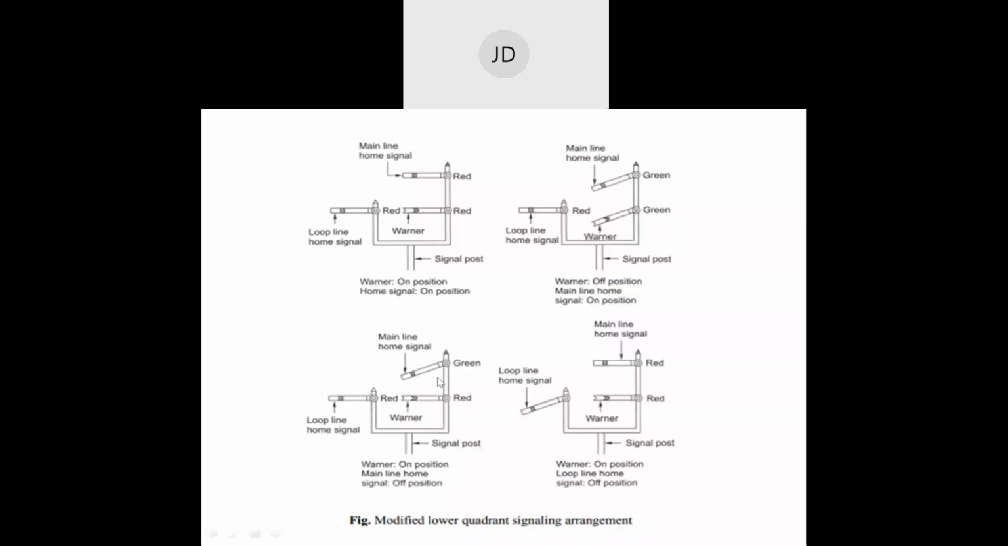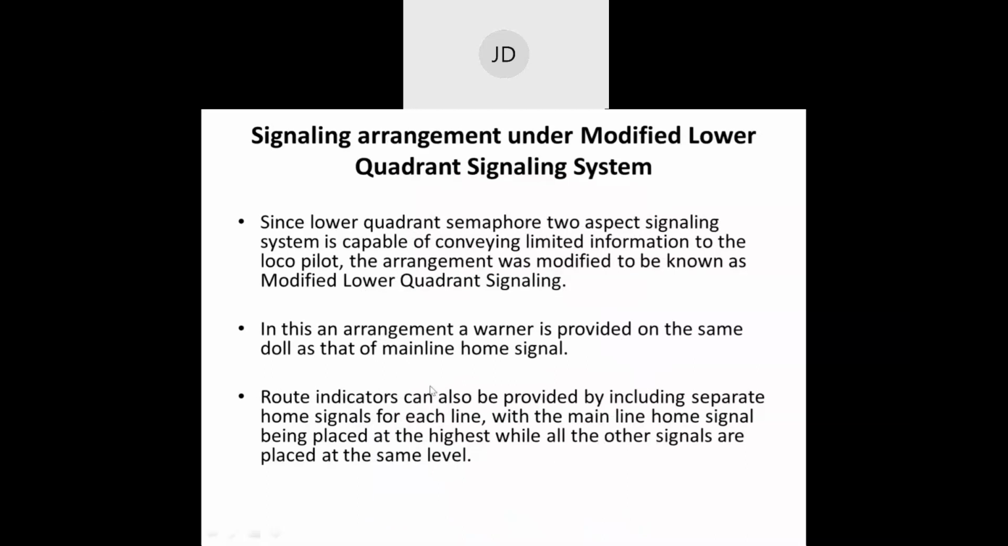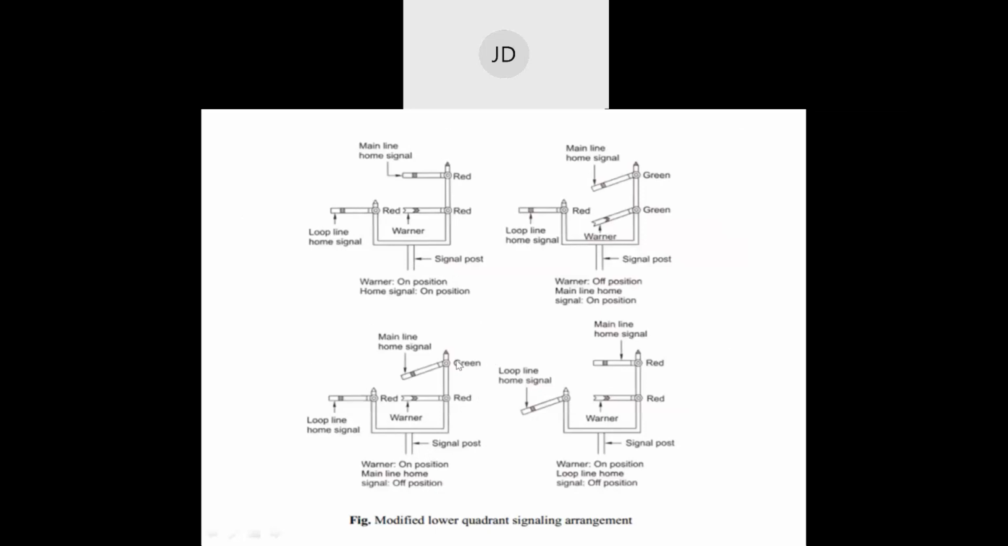Here you can see in the same post, we have installed this one for main line, this one for loop line. Since this is a higher elevation, in the main line home signal, we have added what? A Warner signal here. I already told you the route indicators here. In this arrangement, a Warner is provided on the same post as that of main line home signal. So here you can see along with the main line home signal, we have added Warner signal to give more information.